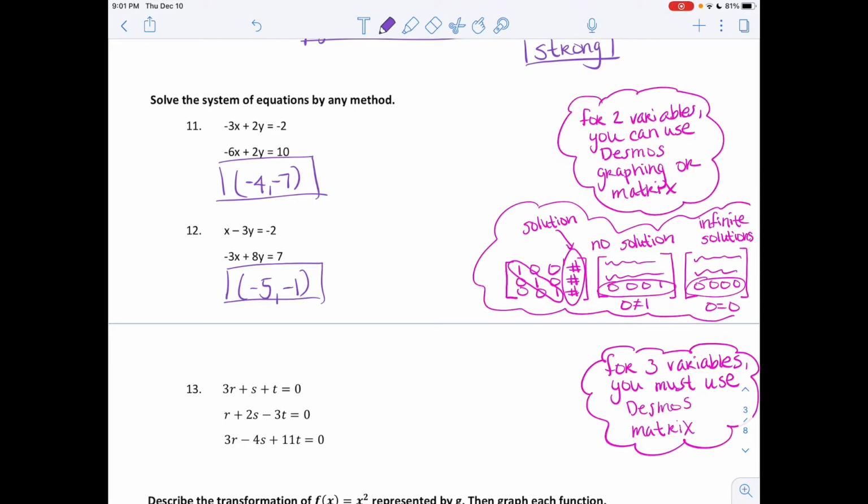This next one, we are going to need to use Desmos Matrix calculator instead, because we have three variables and the regular Desmos graphing calculator doesn't do 3 dimensions. So let's write what we're going to be putting into the elements of our matrix, so that we're sure about that when we jump over to Desmos Matrix. So 3, 1, 1, and then 0. We have 1, 2, -3, and 0, 3, -4, 11, and 0.